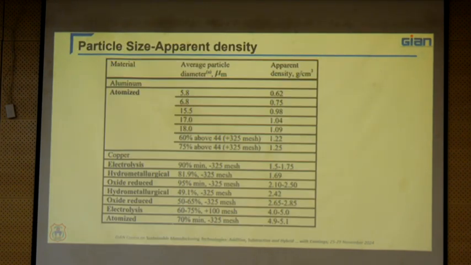And the particle size distribution, if you see the atomized powder particles, the average particle size also affects your apparent density. Suppose the size of powder particles is 5.8 to 18, then you can see here the apparent density changes with respect to particle size. At 5.8 your apparent density is 0.62, then if your particle size is 18, your apparent density is 1.09. Means the size is related to your apparent density for all kinds of powder particles.